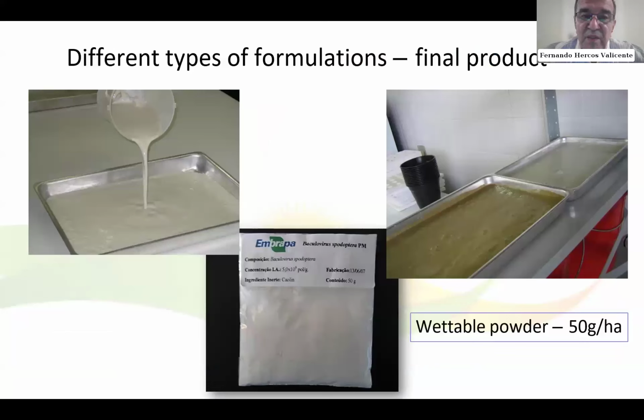We also try different types of formulations for our final product, and we have a wettable powder, 50 grams per hectare, with a certain amount of PIBs, polyhedra, per hectare. I can explain later how we do that, but we try different formulations in our lab too. Next, please.